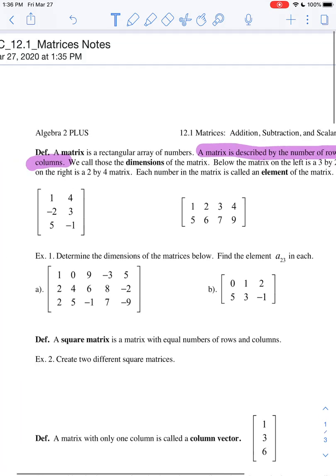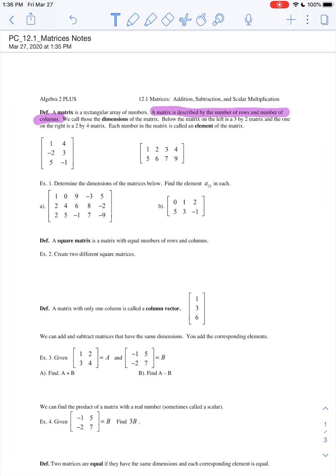So below, on the left, this is what we call a 3x2 matrix, and we write it like this. It looks kind of like a times sign, but it's not a times sign. There are 3 rows and 2 columns, so we call it a 3x2 matrix. The second one on the right has 2 rows and 4 columns, so we call it a 2x4. Again, it looks like a little times sign, but it's 2x4.